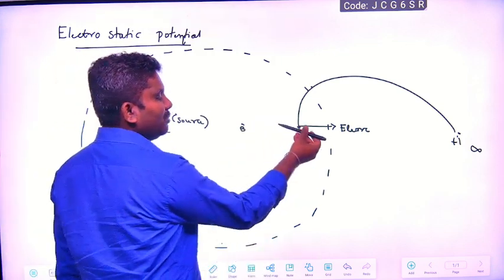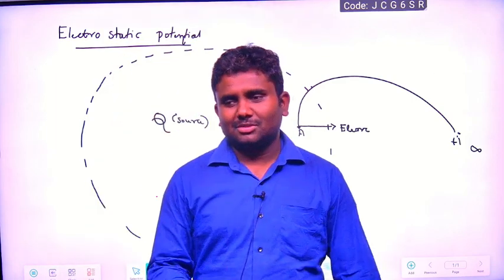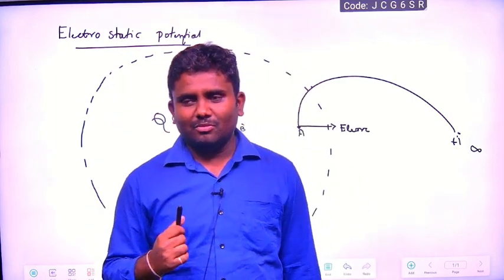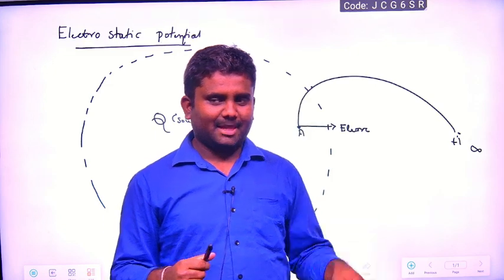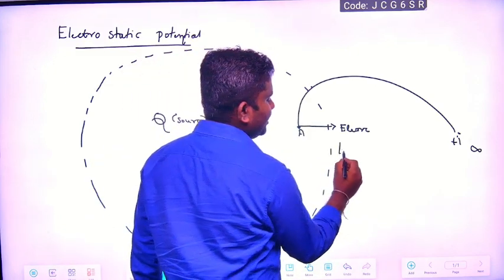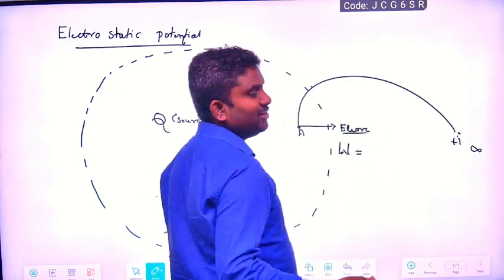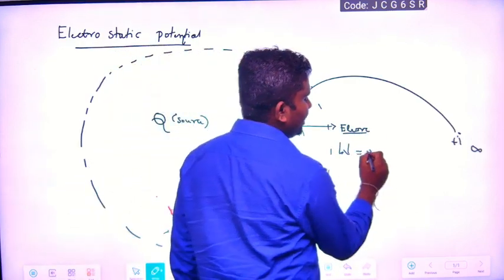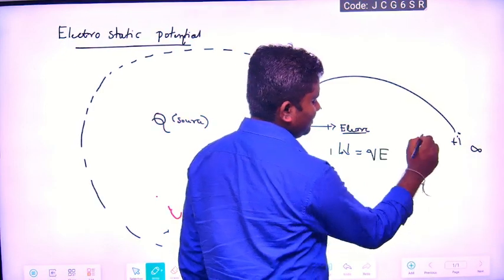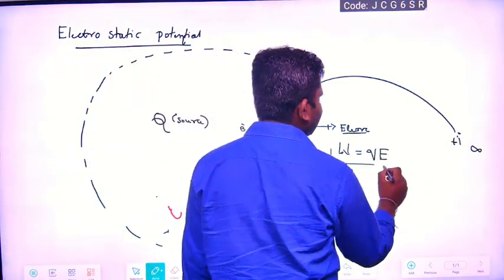If you bring the positive charge against the electric field, how much work do you need to do? The work done for the charge, how much should it be? It should be equal to the electric field strength, that much. So work done is Q into E. This is what we discussed already.